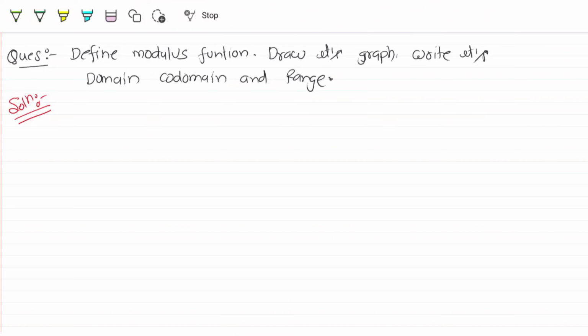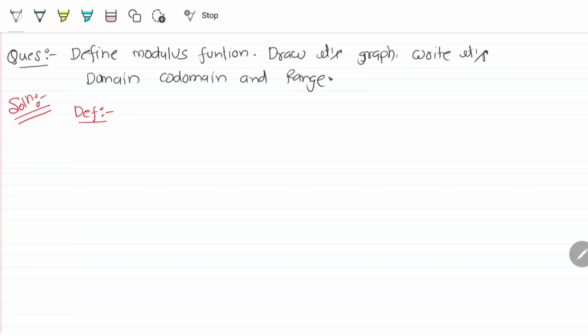Hello students. So today in this video we will cover this very important question from the point of view of PU board and CBSE board. Define modulus function, draw its graph, write its domain, codomain and range. So first of all we need to write the definition of modulus function. So what is the definition? Let's write.